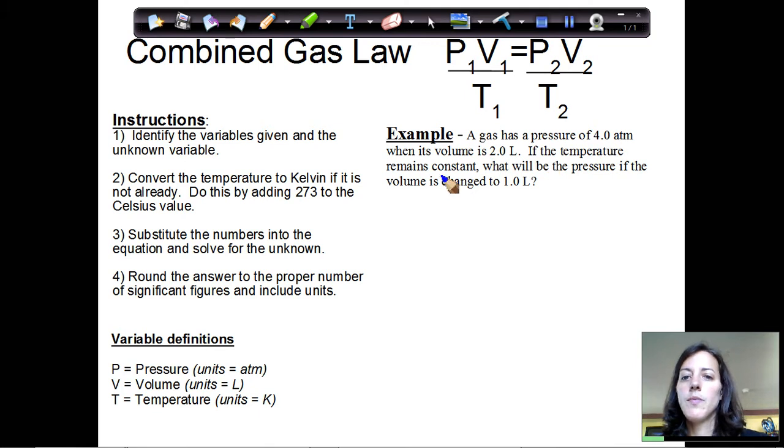Alright, so for example, we have a gas with a pressure of 4 atmospheres when its volume is 2 liters. The temperature is constant, and it wants to know what the pressure will be if the volume is changed to 1 liter. So we have a lot of variables in this equation.